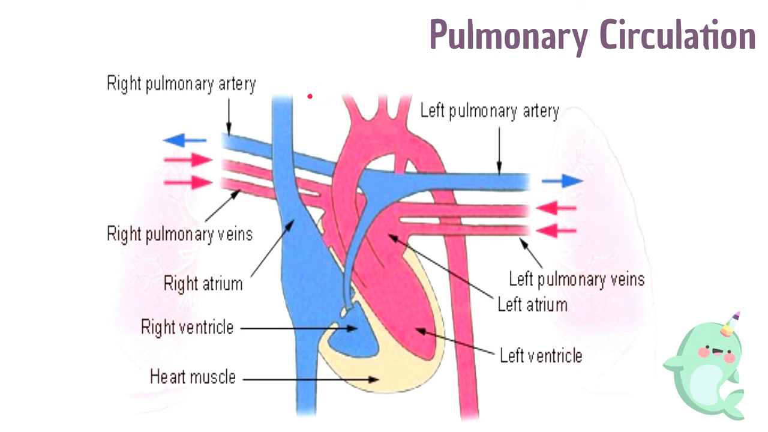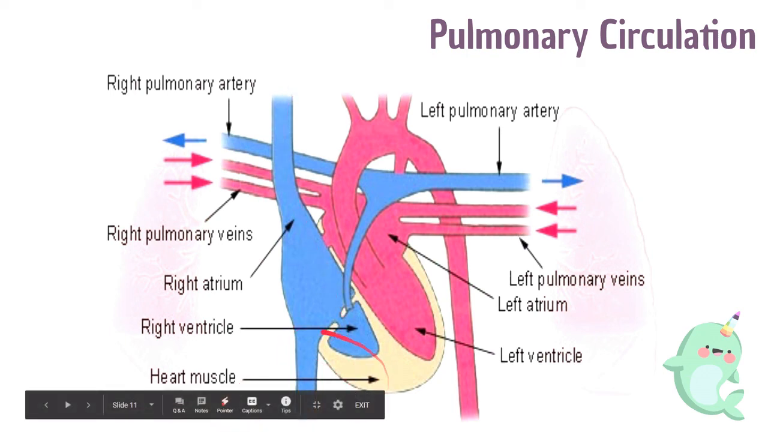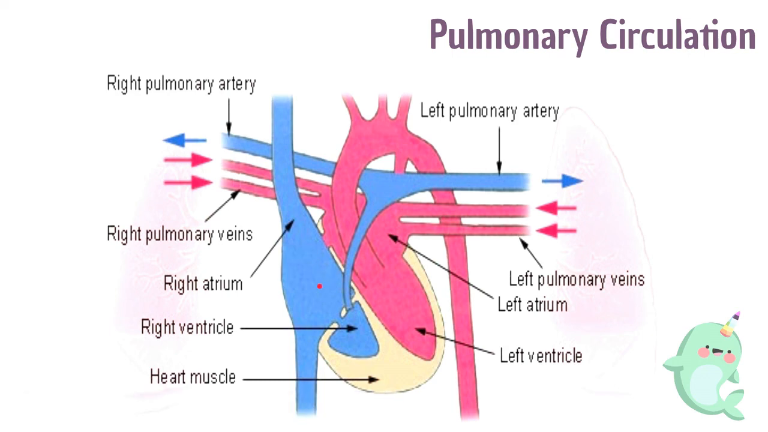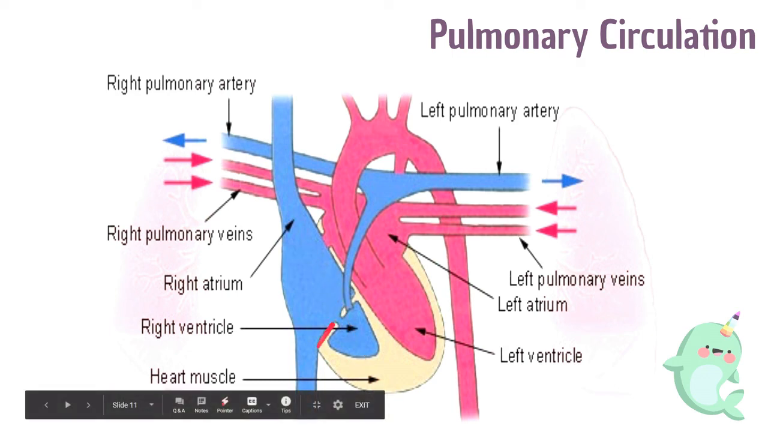So let's start off with the blood coming from the upper part of your body flowing through the superior vena cava. The blood coming from the lower parts of your body will go via the inferior vena cava. They will go into the right atrium. Then the blood will flow to the right ventricle passing through the tricuspid valve.